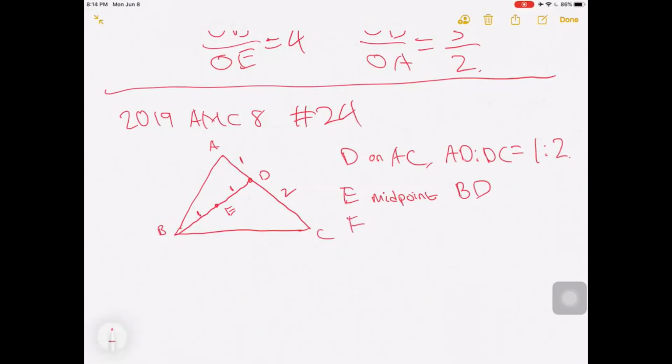And then it tells us F is the intersection of BC and AE.